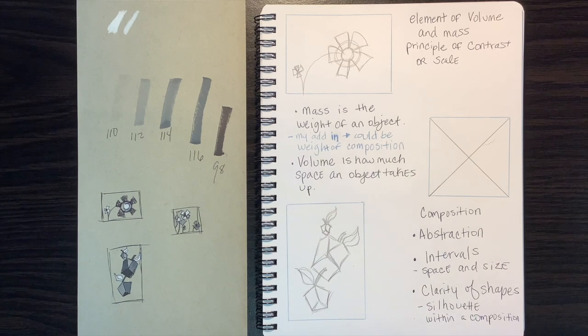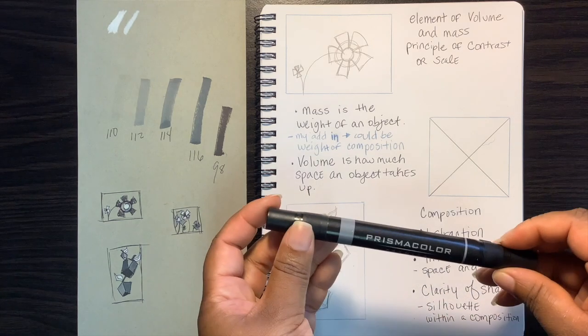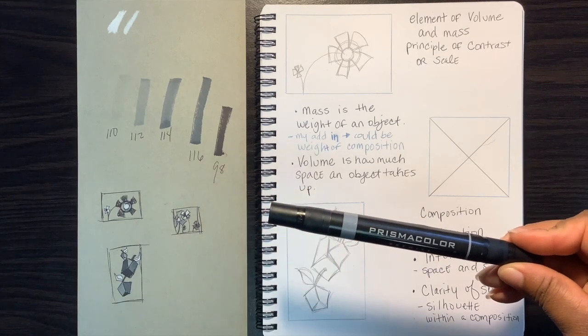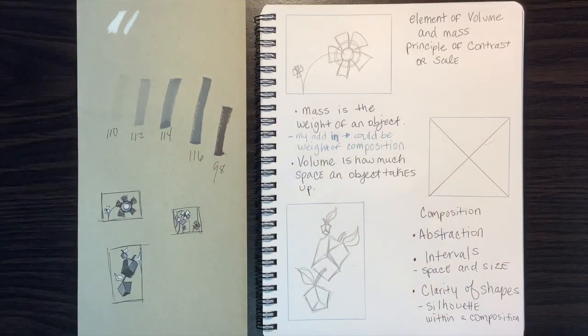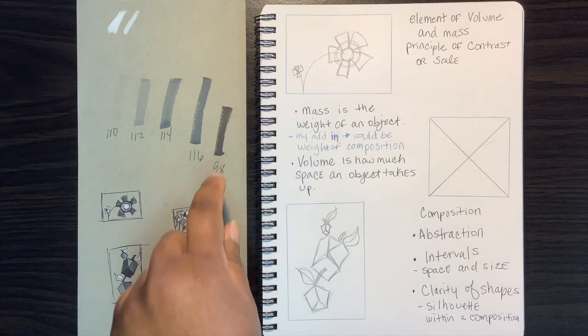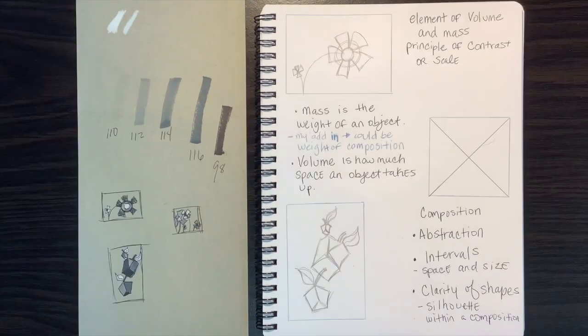Once again, a range of my Prismacolor grayscale markers, ranging in value from light gray to dark gray. This is not really a black. It's probably reading black, but it's not. It's, you know, a light gray to a dark gray.